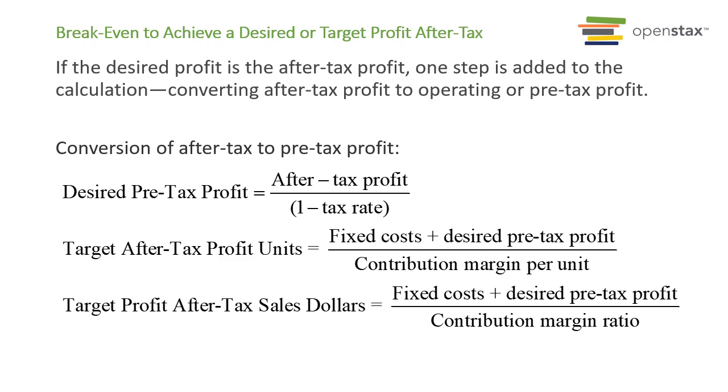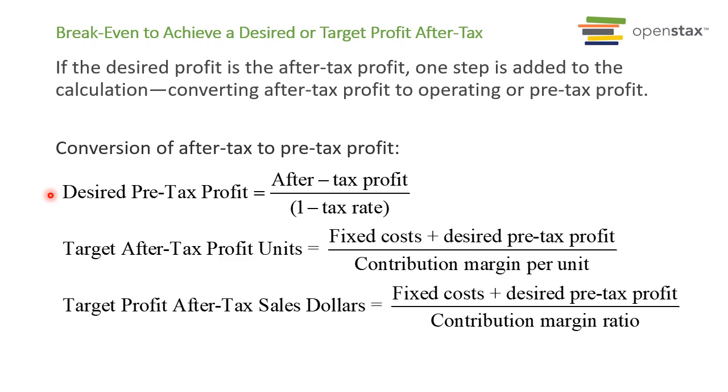We can also calculate a desired profit for after taxes. So let's take it one step further. Just figure out what your after-tax profit converts to as a pre-tax profit. To do that, we have one extra formula before we do the break even, and that is your after-tax profit divided by 1 minus your tax rate.